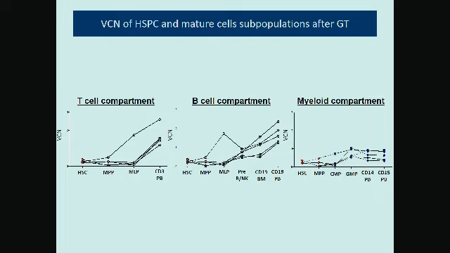The second question is, can we then isolate these cells and, first of all, detect whether they are gene corrected? What is the vector copy number in these cell types? And we isolated the different differentiation paths. So when we look at the T cell compartment, we see the HSC, MPP, and MLP have a relatively low and stable contribution of vector-positive cells, with the exception of only one outlier.